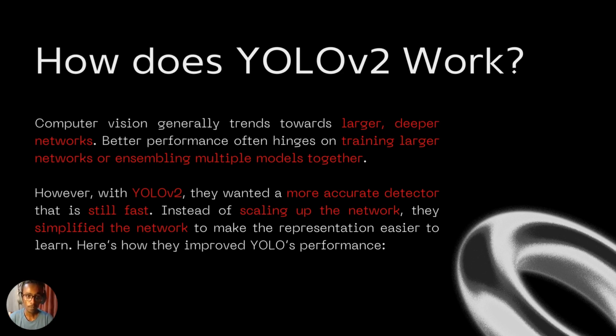However, with YOLO v2, they wanted a more accurate detector that's still fast, and instead of scaling up the network, they simplified the network to make the representation easier to learn. So they used a better approach. Instead of just increasing the number of layers to push the accuracy, which is going to reduce the speed of the network, they used a different approach. So we're going to take a look at how they improved YOLO v1's performance.